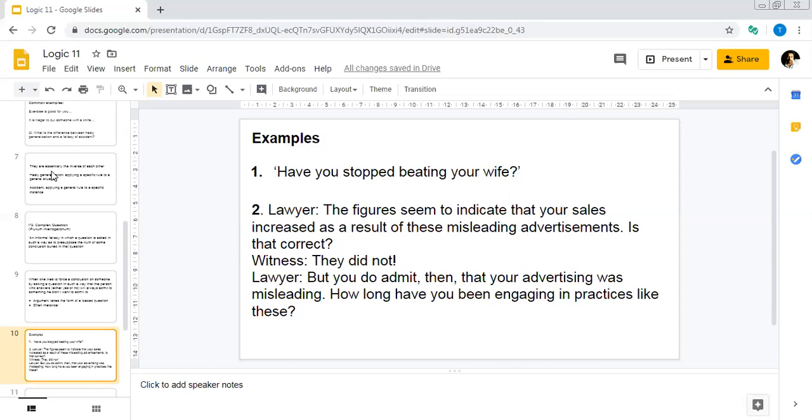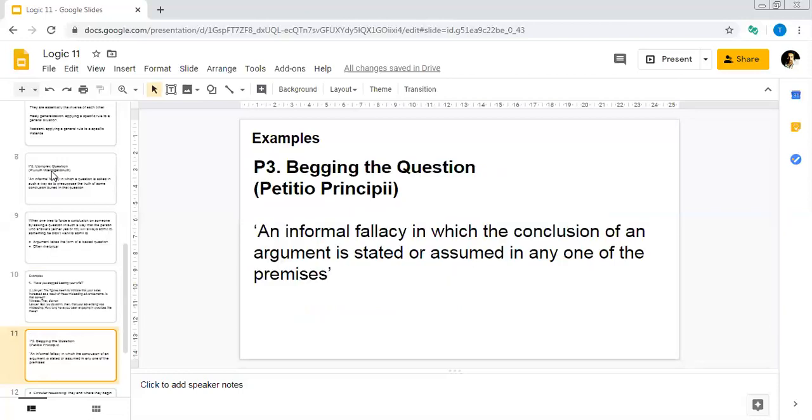Second example, look at this. The lawyer says, the figures seem to indicate that your sales increased as a result of these misleading advertisements. Is that correct? The witness says, they did not. But the lawyer says, but you do admit then that your advertising was misleading. How long have you been engaging in practices like these? So even police and investigations use this fallacy to get stuff out of people, because you throw questions at them, and in those questions what you're trying to get out of the other person is already in there. It's implicit. Okay, so it's very interesting. Just check it out on your own also, what this is.